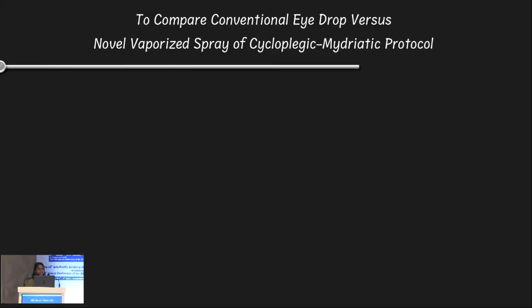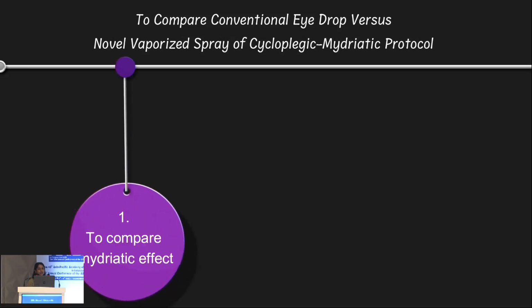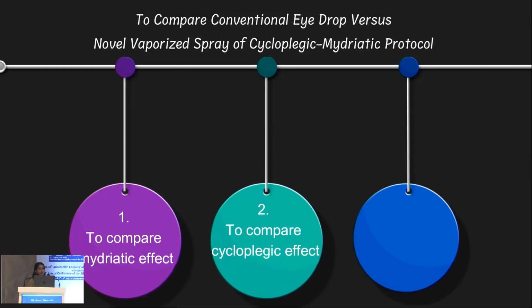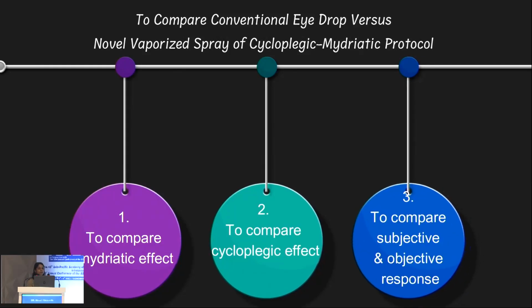So in order to check this out, we did a pilot study to compare the conventional eye drop versus this vaporized spray using the CTC protocol, and we wanted to do it in 3 ways. One is to compare the mydriatic effect, to compare the cycloplegic effect, and also to compare the objective and the subjective response of the child.